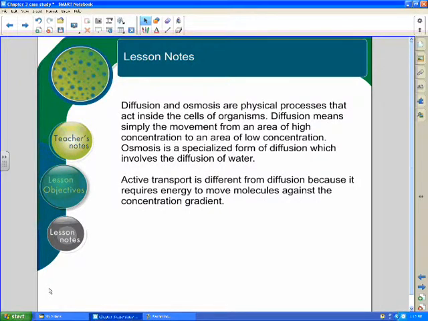Diffusion and osmosis are just physical processes that act inside the cells of organisms. Diffusion means simply the movement from an area of high concentration to an area of low concentration. Osmosis is a specialized form of diffusion which involves the diffusion of water. Active transport is different from diffusion because it requires energy to move molecules against the concentration gradient.